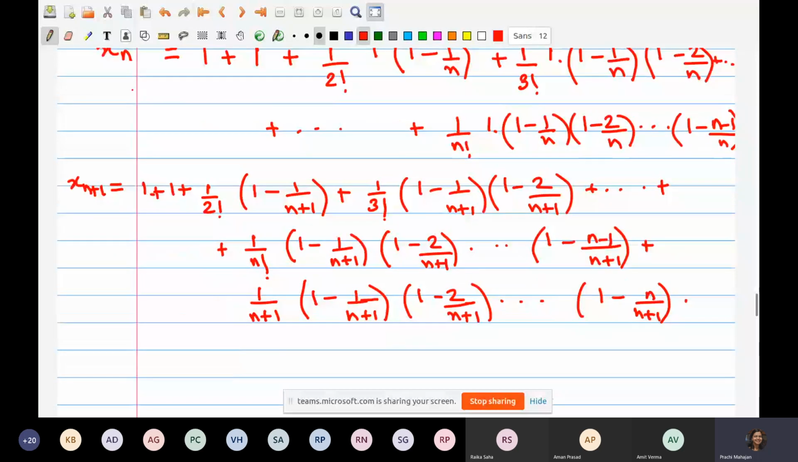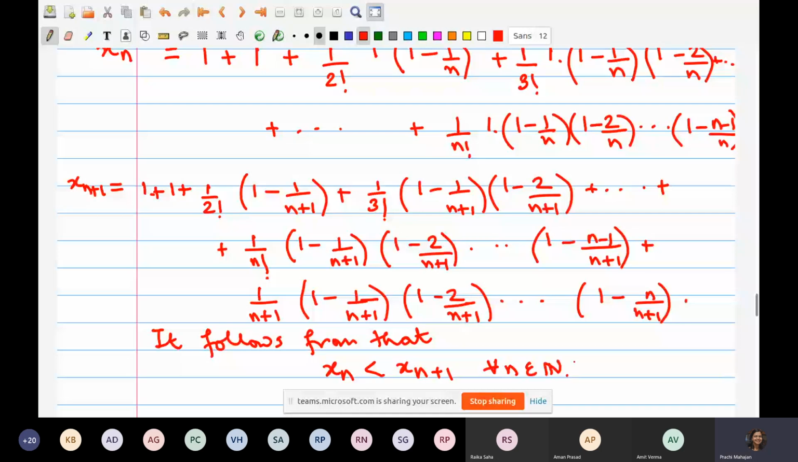I'll just say it follows from above that the sequence xn is increasing, that is, in fact, xn here is strictly less than xn plus 1, and this is true for each positive integer n. Is this okay? Yes, ma'am. All right, excellent. So what have I shown? That the sequence xn is monotonically increasing, right?